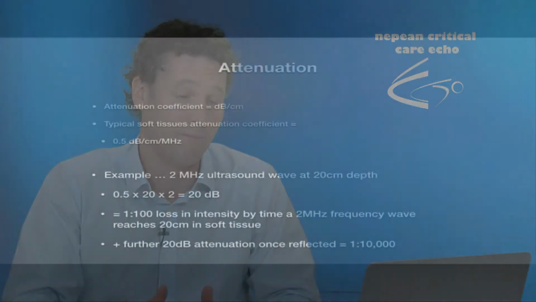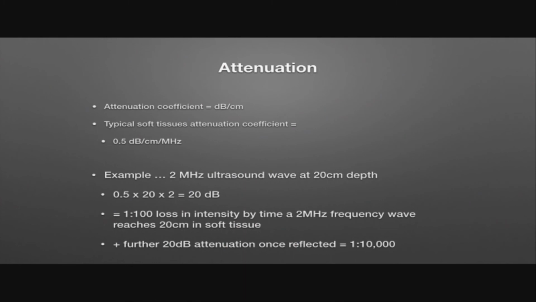And if it was a 3 megahertz ultrasound probe, we're going to get a 1 to 1,000 loss in intensity, or a 30 decibel loss in intensity one way. And that means that's going to be 30 decibels plus 30 decibels. And we're going to get a 1 to 1 million loss in intensity by the time that sound wave returns to the ultrasound probe. And so that's the importance of the amplification that the ultrasound machine will make with receiving ultrasound waves.